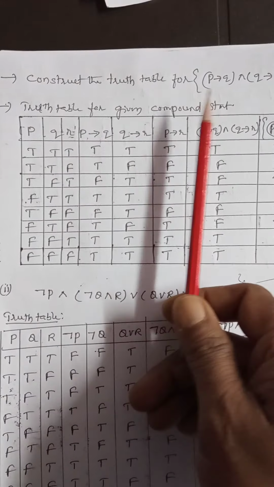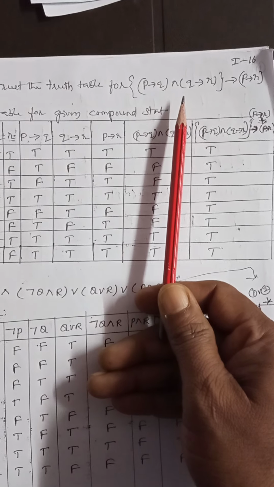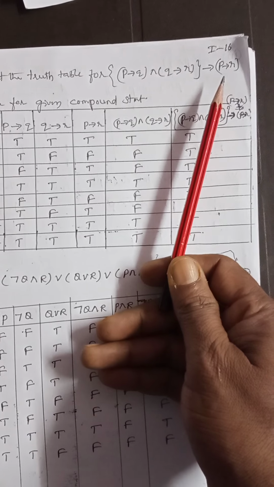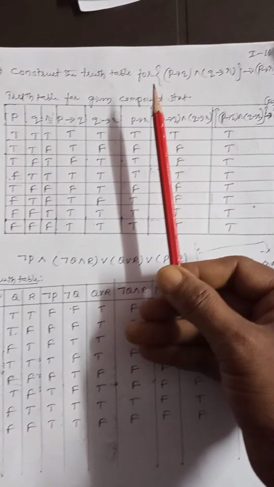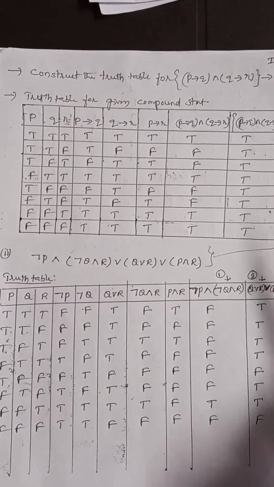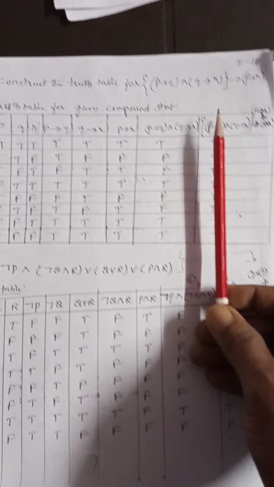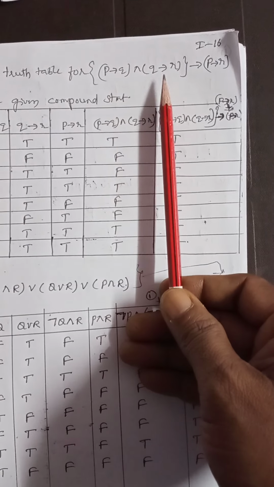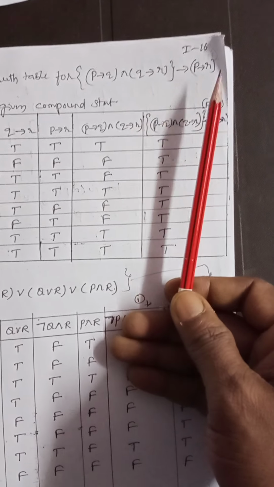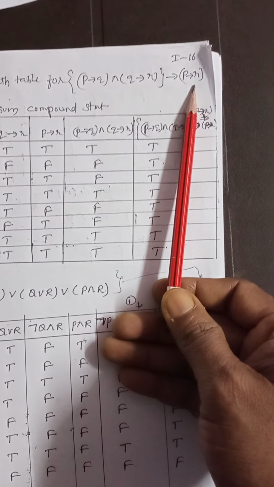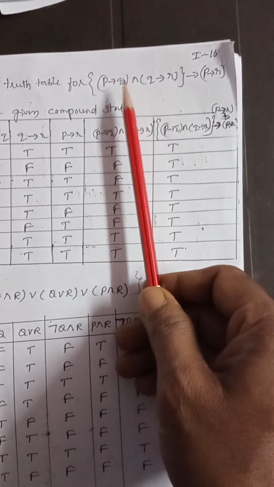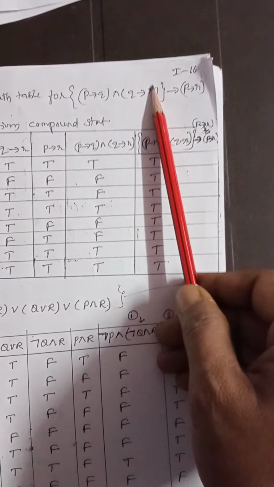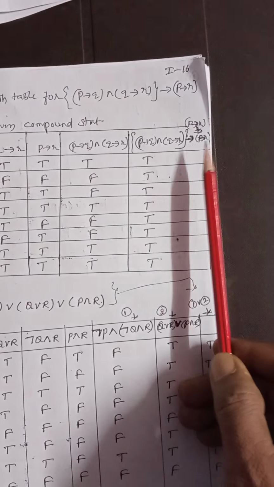Now, construct the truth table for P arrow Q and Q arrow R implies P arrow R. How many variables are there here? Three variables. Next, we have to identify the simple compound statements. The first one is P arrow Q, the second one is Q arrow R, the third one is P arrow R, and the fourth one is P arrow Q and Q arrow R. Next, this whole implies P arrow R.